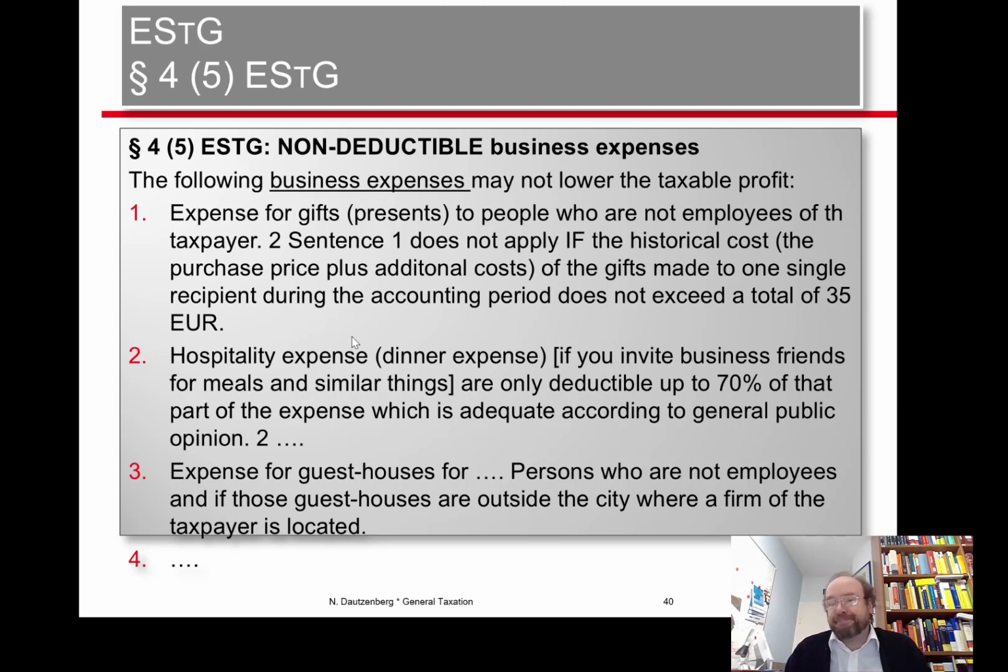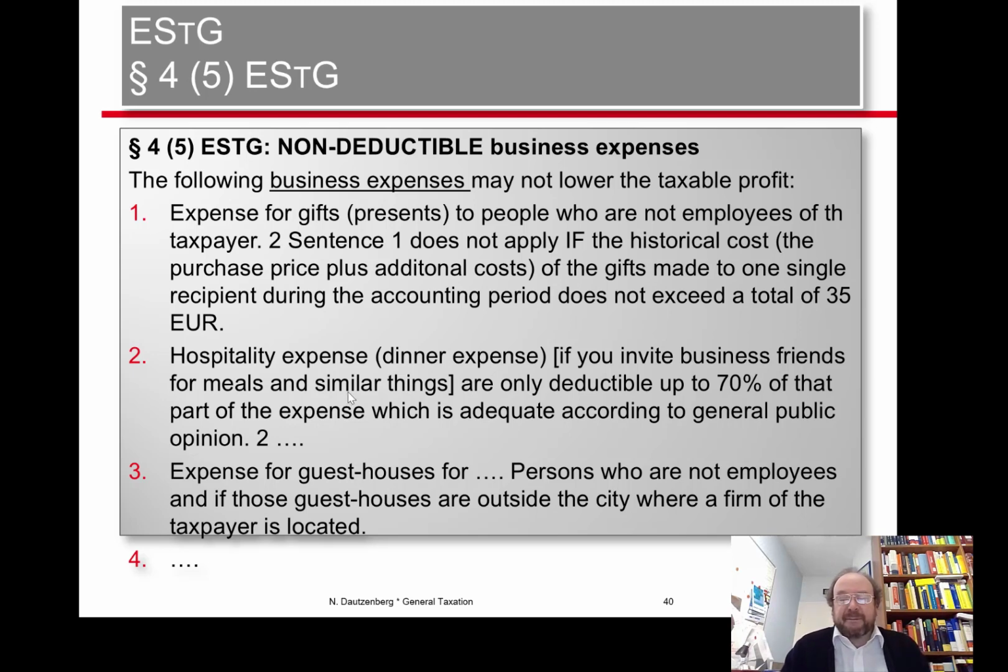And inadequate would be if it's an intolerable waste of money, or if it's something which is morally unacceptable from the view of the general public. So inviting people to a nightclub and spending 2,000 euro there is not a tolerable way to do a business invitation. So tax law would probably say no, not probably, would say no.